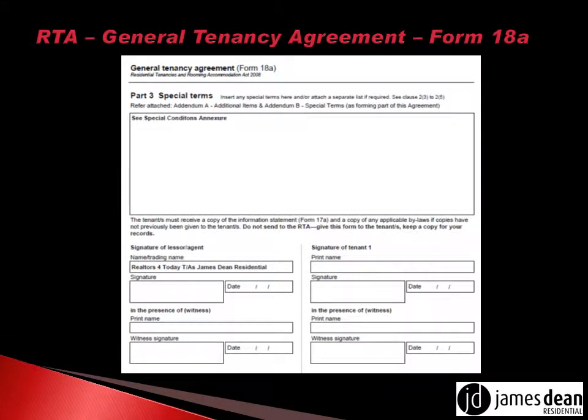We now refer to page 8 of the agreement, part 3, special terms and signatures. As previously stated, please ensure that you read and understand each of the special conditions before signing this document, as these form part of the agreement. When you are satisfied with the agreement, please sign in the boxes under your respective names, or alternatively, wait for your property manager who will instruct you as to where to sign.